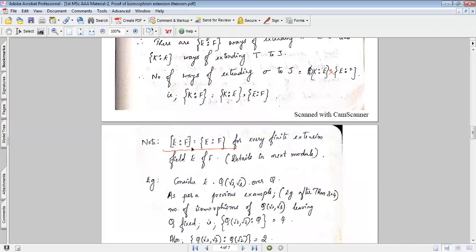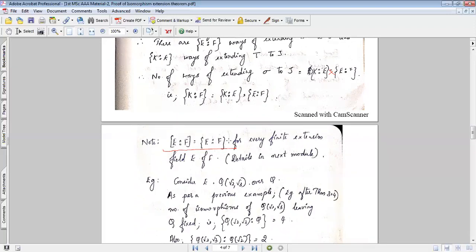Then the dimension of E over F, that is what you denote by this. This is also called the index of E over F. But this denotes [E:F]. It denotes the dimension of E over F, considering E as a vector space over F. And what does this denote? This denotes the number of isomorphisms from E to a subfield of F closure which leave F fixed.